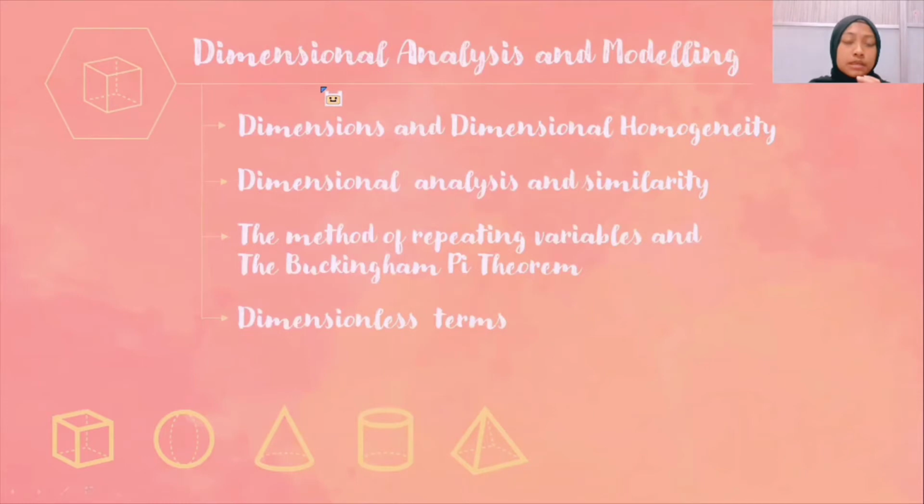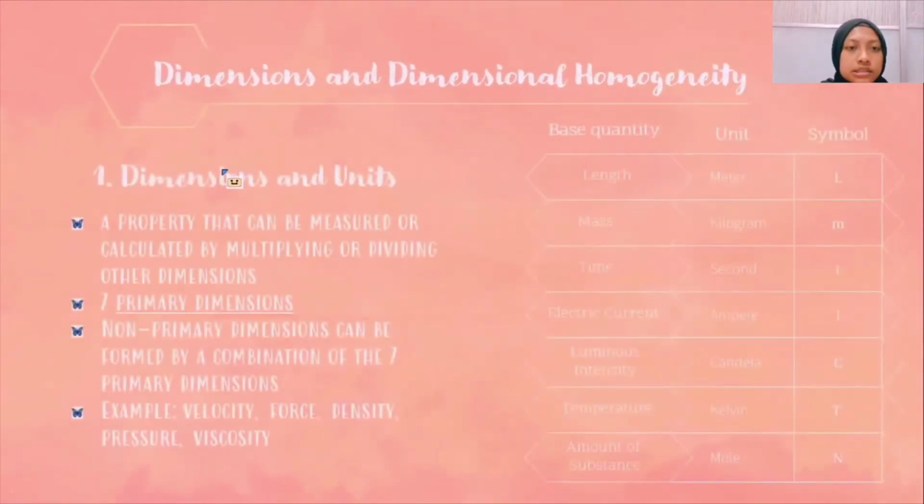Let's move to part B, dimensional analysis and modeling. I will explain dimensions and dimensional homogeneity first. Okay, first, dimensions and units. A dimension is a property that can be measured or calculated by multiplying or dividing other dimensions. There are 7 primary dimensions, which are length, mass, time, electric current, luminous intensity, temperature, and amount of substance.